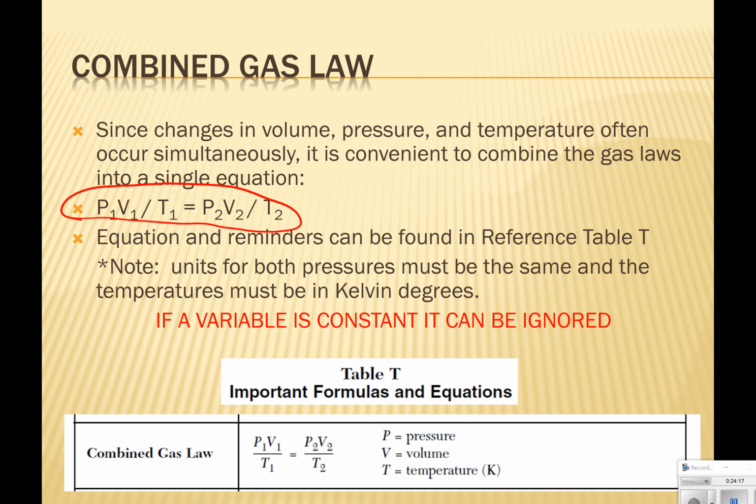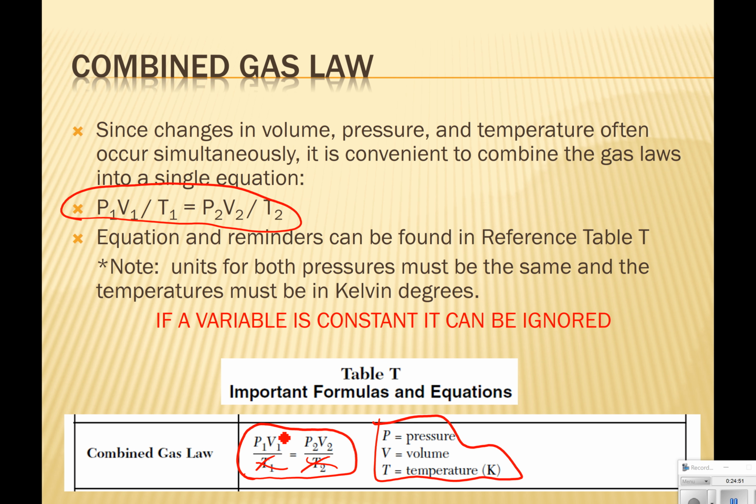This is given to you on table T under the combined gas law. Each variable is identified for you here. And for any problems that you're going to see, if you read in the question that something is held constant, let's say a temperature is held constant, so the changing condition doesn't change from beginning to end, we can ignore that variable that's held constant. What we're left with is Boyle's law. P1 V1 equals P2 V2.